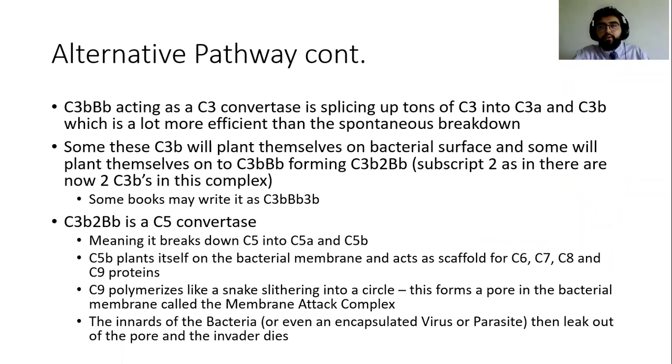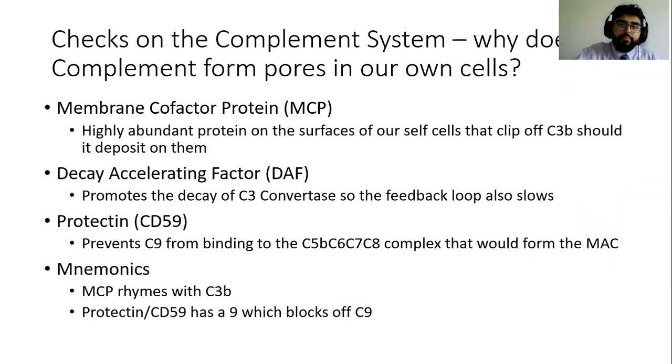C3bBb2 is the C5 convertase, which breaks down C5 into C5a and C5b. C5b is the one that plants itself on the membrane, recruits C6, 7, 8, and 9. C9 polymerizes and forms a pore, the membrane attack complex. Good. That's the alternative pathway.